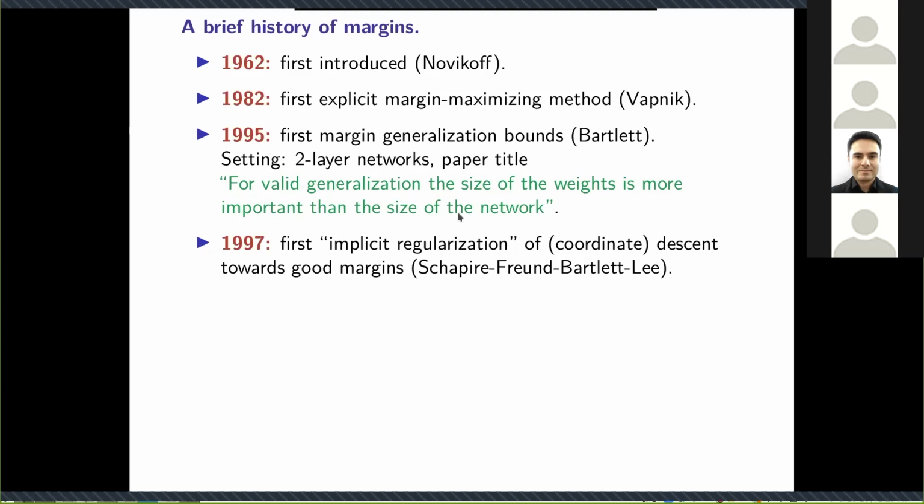And then the first proof of an implicit regularization. The Vapnik method was an explicit optimization problem, which says, give me a max margin solution. The first implicit regularization guarantee was due to Schapire, Freund, Peter Bartlett, and Lee. And they proved that if you just run AdaBoost, so coordinate descent on the exponential loss, then you will get a positive margin, and also it will generalize.